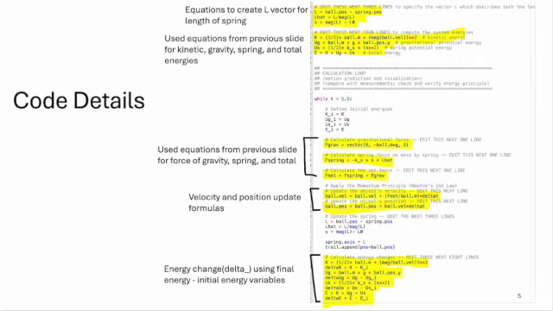So here is the code that I wrote. The first section includes the equations to create the vector for the length of the spring. The next section, I added the equations from the previous slide for kinetic, gravity, spring, and total energies. In the next section, I inputted the force equations for gravity, spring, and total force. Next are the velocity and position update formulas. And the final section calculates the energy change using the final energy minus the initial energy for each type of energy, including total energy.